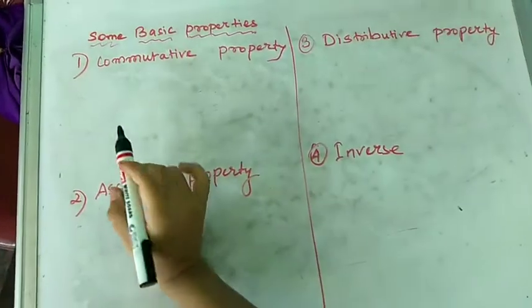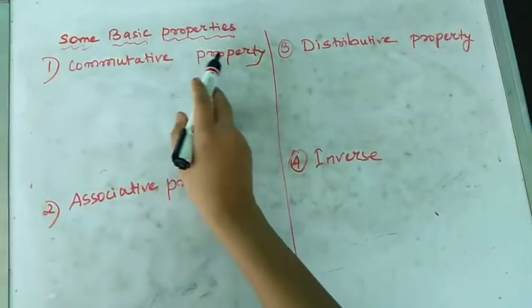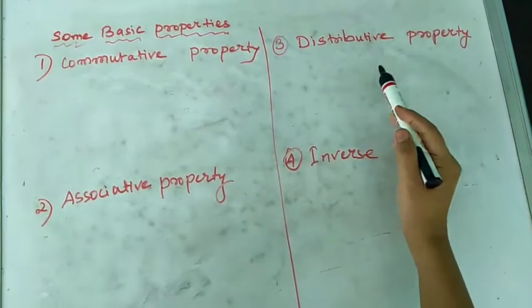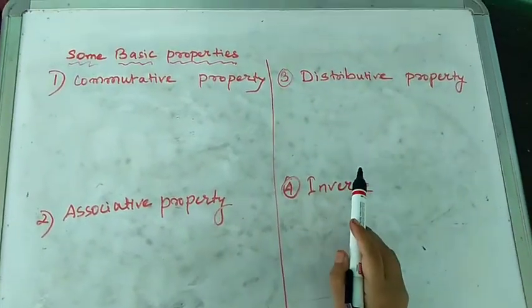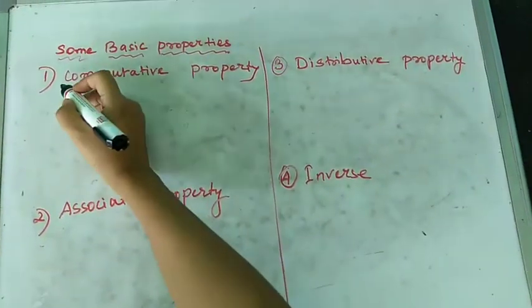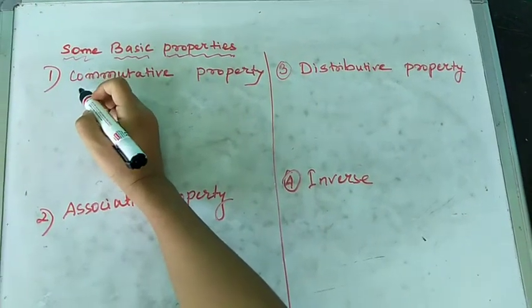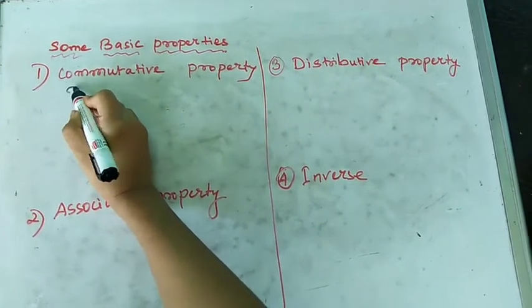Let us now study a few basic properties required while solving some integer numbers. First is the commutative property, then associative property, distributive property, and inverse of a number. First, let us study the commutative property.